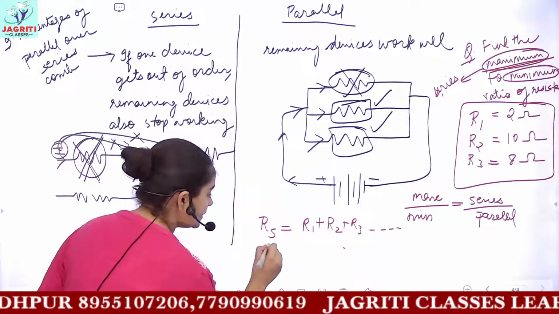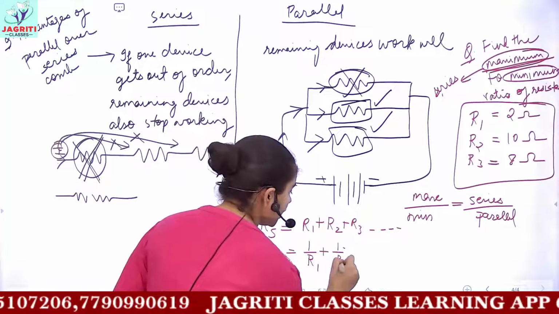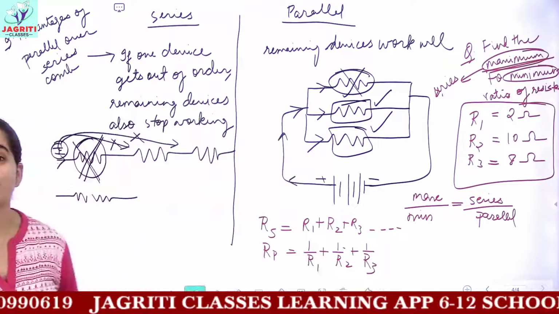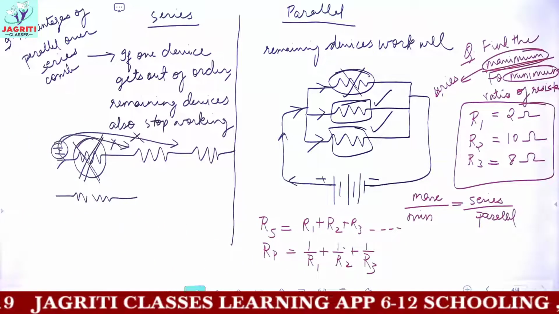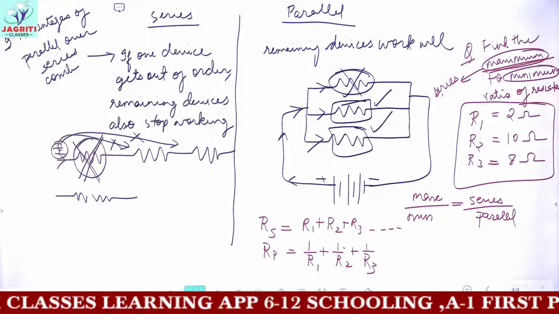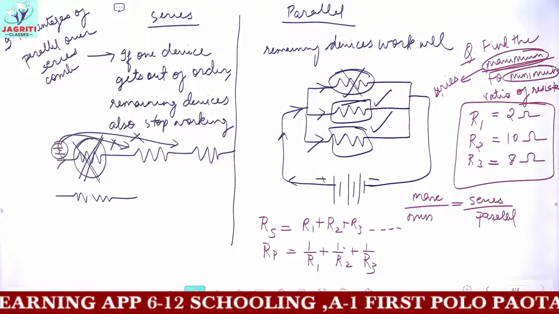And R parallel is what? R parallel is 1 upon R1 plus 1 upon R2 plus 1 upon R3. This gives you the value of 1 upon R parallel. So in this manner, you will be finding the effective resistance in series and in parallel combination. I hope this is clear.